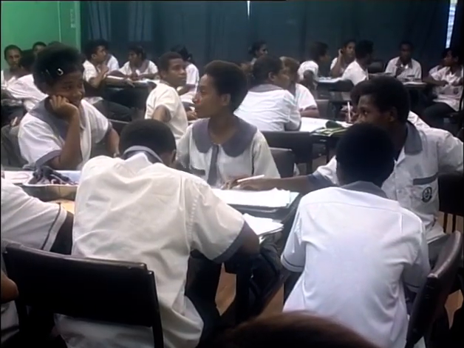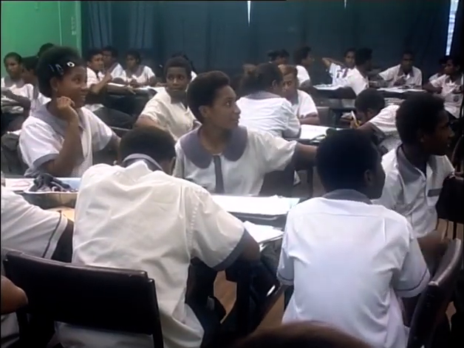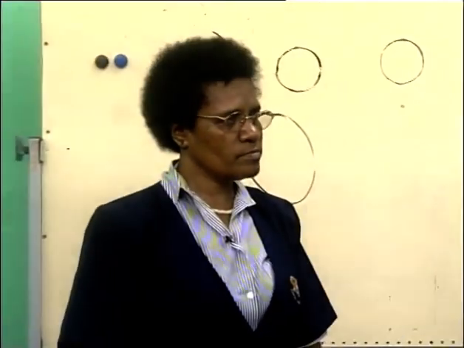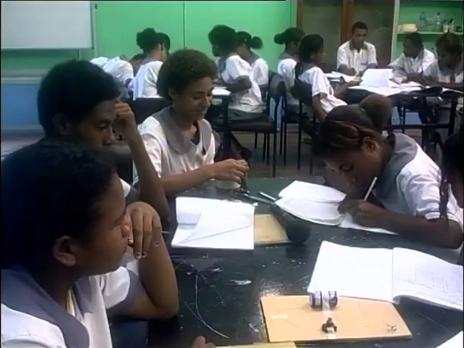Metals are good conductors of electricity and non-metals are poor conductors of electricity. Very good. Good summary of the whole lesson. We've just seen that metals, any form of metals, are good conductors of electricity and non-metals are insulators.